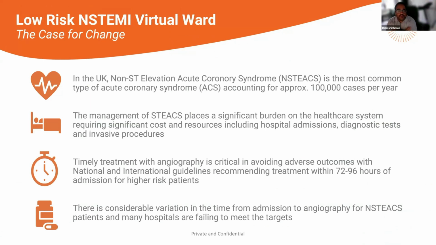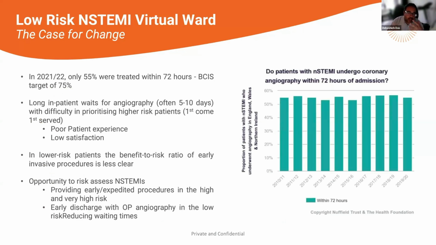Our low-risk NSTEMI virtual ward was another virtual ward that we started two years ago. NSTEMIs, as we know, are a significant patient cohort that comes into our acute take. The guidance is to try and deliver angiography within 72 to 96 hours for higher risk patients. What tends to happen is our low risk patients get bundled in, and so there is often significant time spent in hospital while waiting for their procedures. We are targeted to deliver at least 75% of our NSTEMIs within 72 hours of admission.